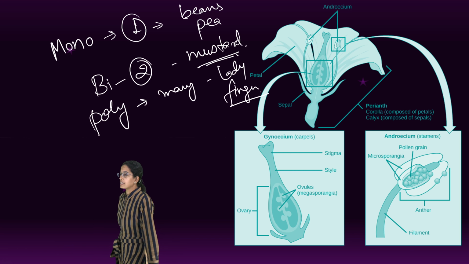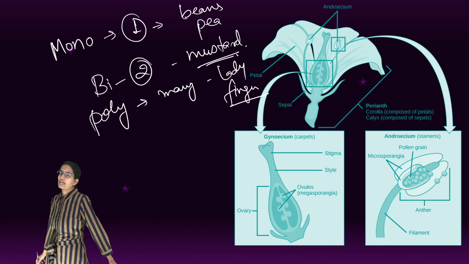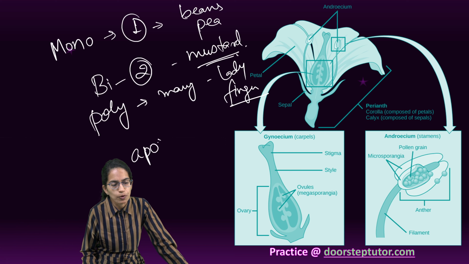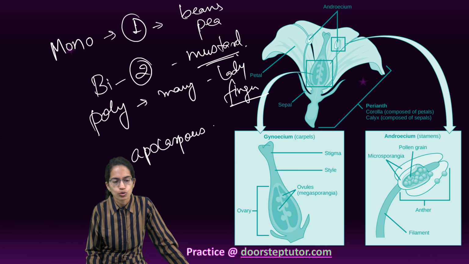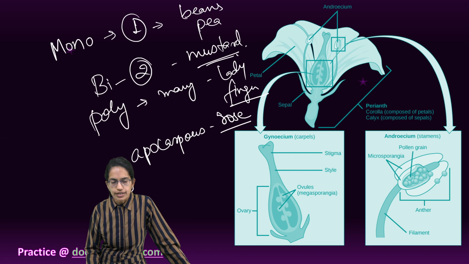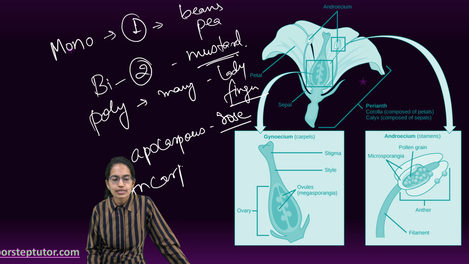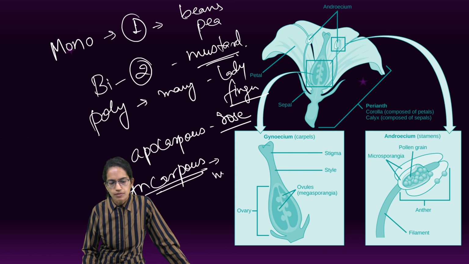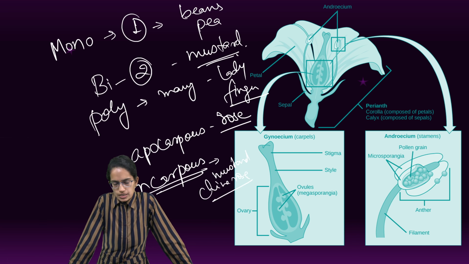If the carpels are free, they are called apocarpous. The example for apocarpous is rose. If the carpels are united or fused, we call it syncarpous. Examples of syncarpous are mustard and China rose. So those are good examples for syncarpous.